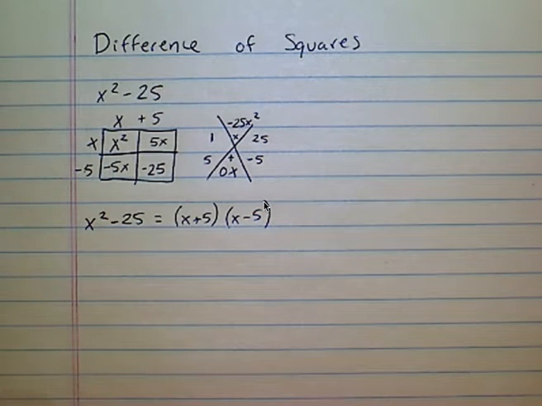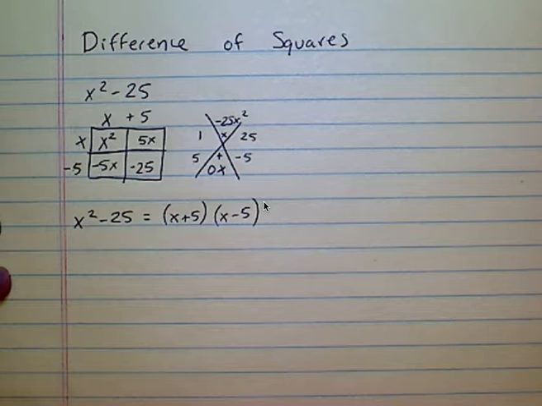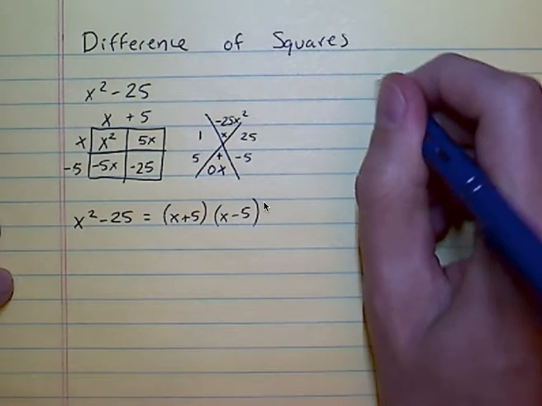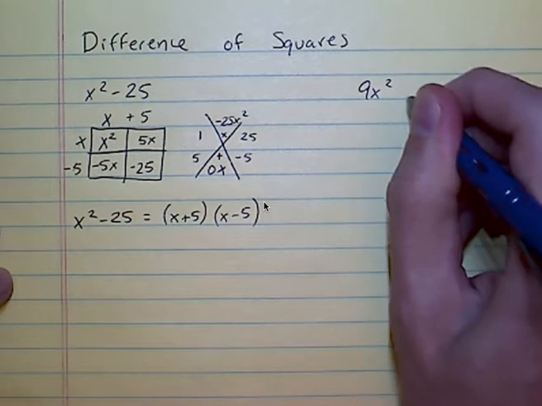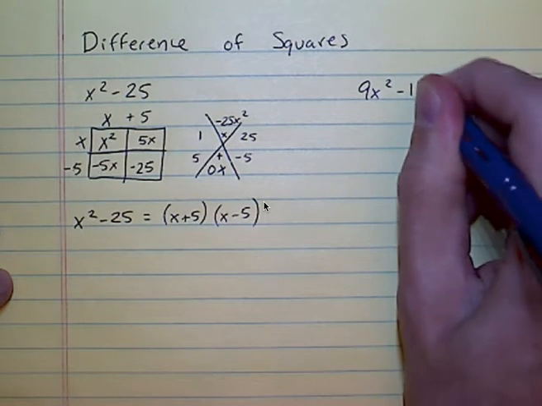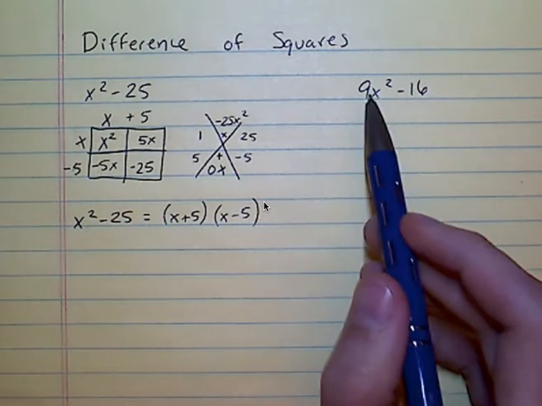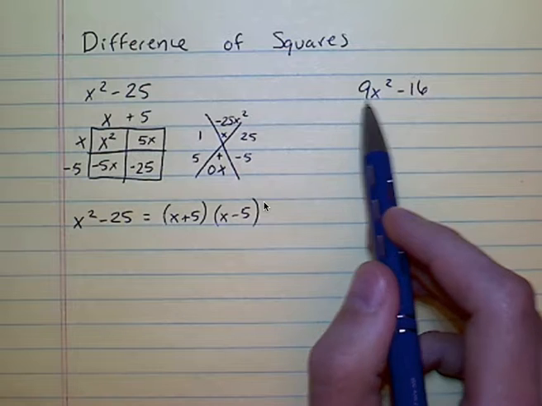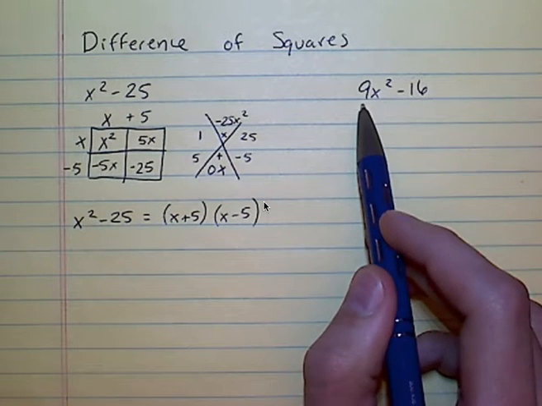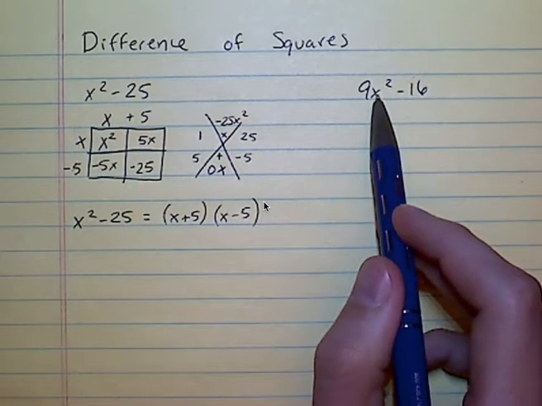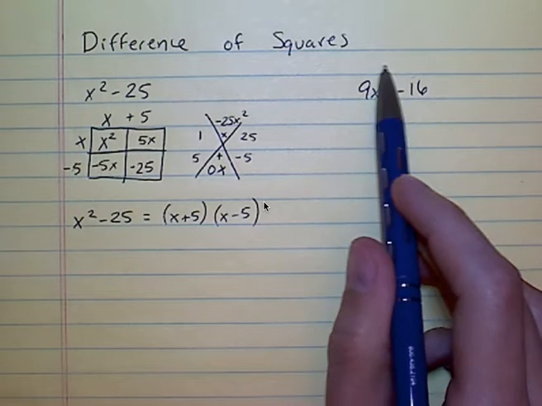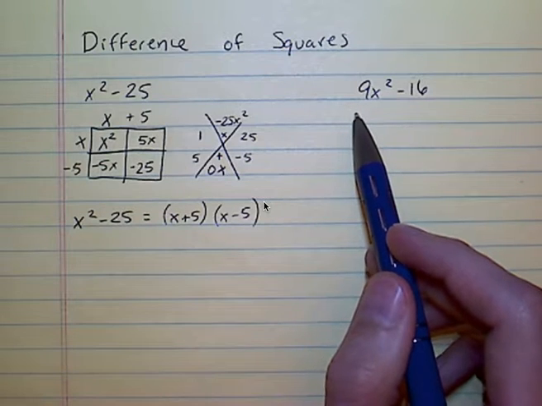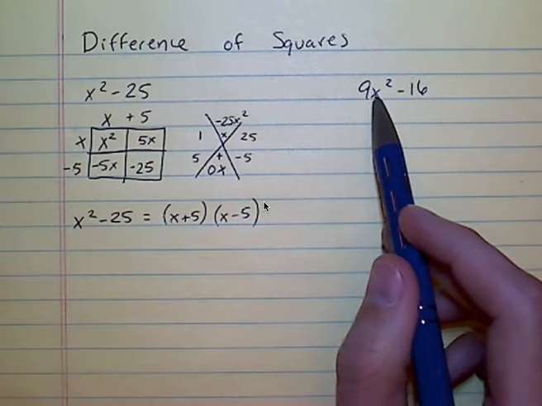Okay, so there's your first example. Our second example, still a difference of perfect squares, is 9x squared minus 16. 16 everybody knows is a perfect square of 4 times 4. 9x squared is a little bit different, but it works the same way. 9 is a perfect square of 3. X squared is a perfect square of x, so 9x squared is a perfect square of 3x. If I take 3x times 3x, any number times itself is a perfect square, it gives me 9x squared.